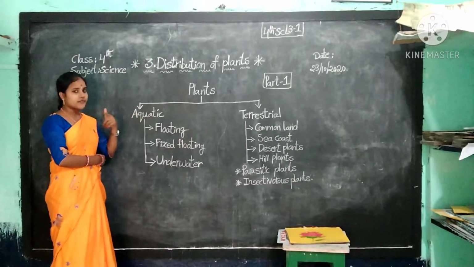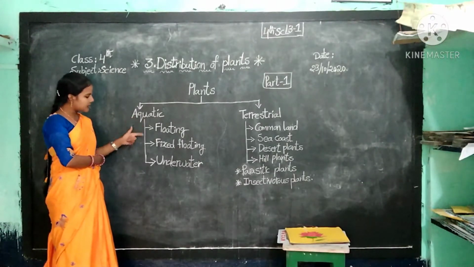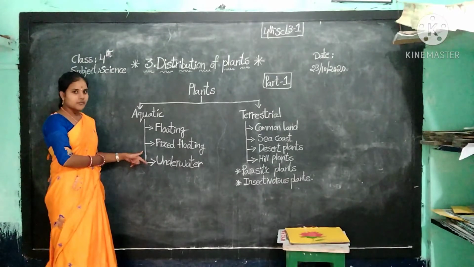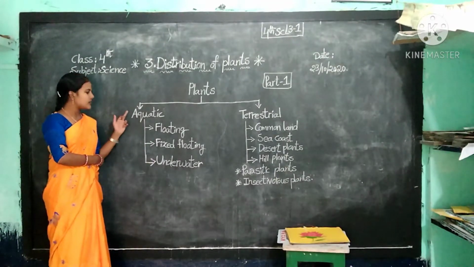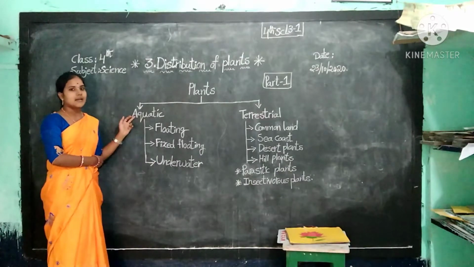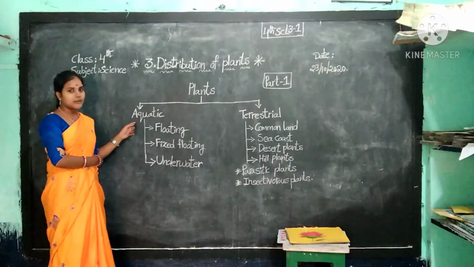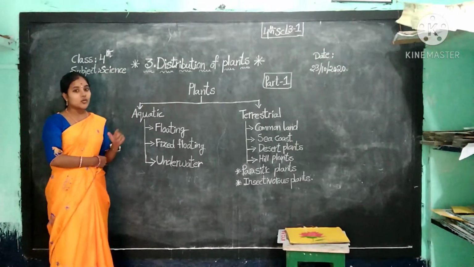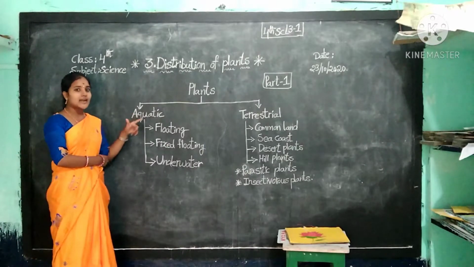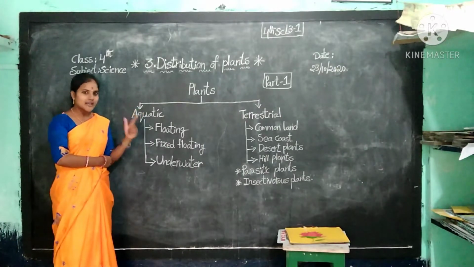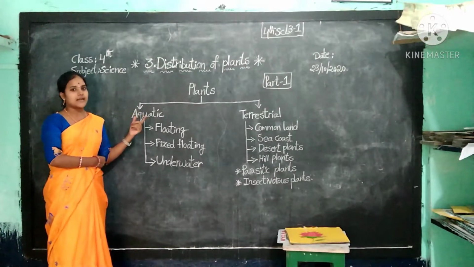Okay children, first of all we learn about aquatic plants. Aquatic plants are divided into three types, and after that we will learn about these in detail. Okay, let us enter into aquatic plants. Plants that grow in water are called aquatic plants. Aquatic plants are also known as water plants.